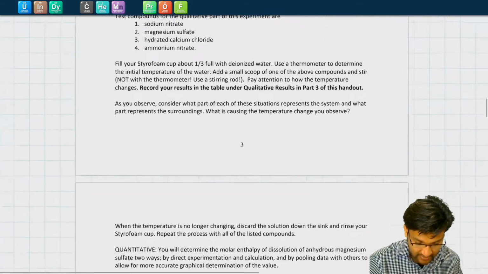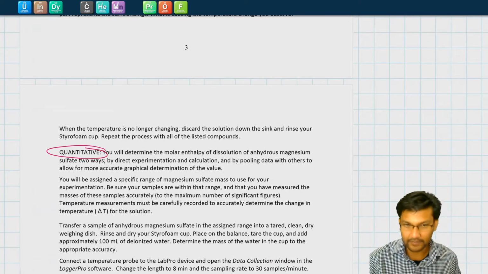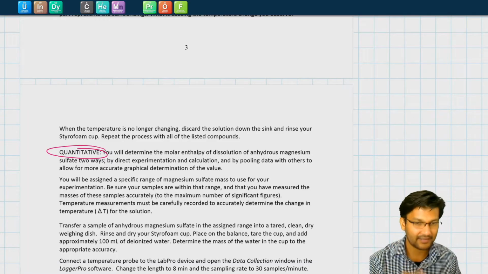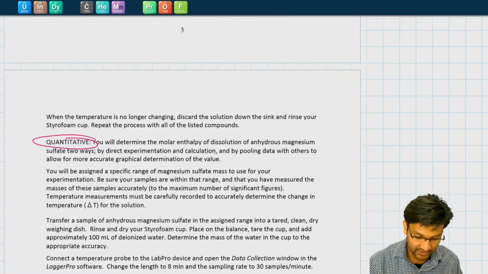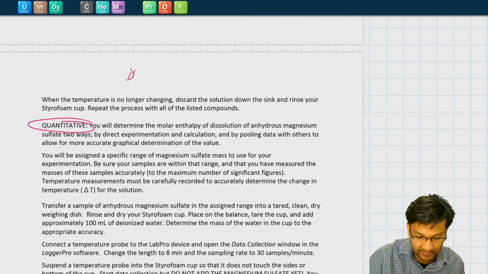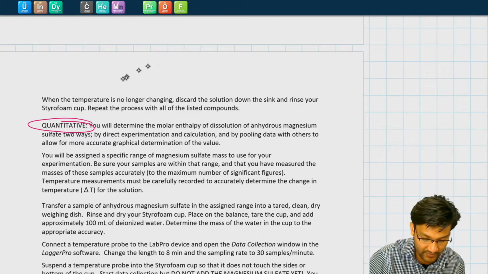The second part is quantitative, right? So in the second part of the lab, not only do we care whether they're exothermic or endothermic, but we want to know the exact enthalpy change in those reactions. So we're looking for the delta H for these reactions that we talked about.